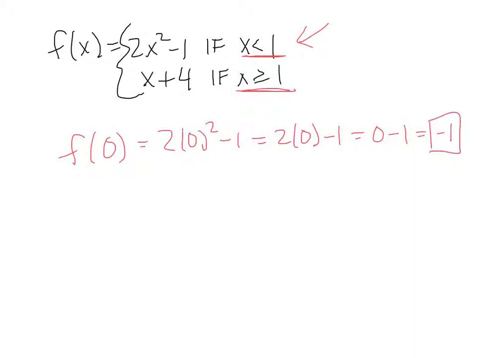Cool. All right, so let's say we had f of 1. Well, here we have to go, okay, which function do we use? Sort of looks like we want to use the first one, but look, 1 is not included. 1 is only included in the second one. So for this one, we're going to plug it into the second one. We're going to have 1 plus 4, which is 5.